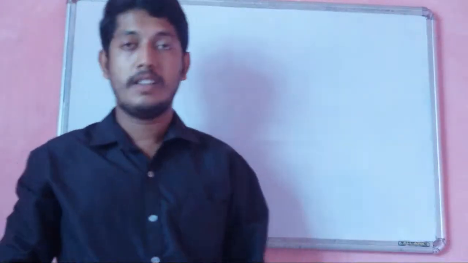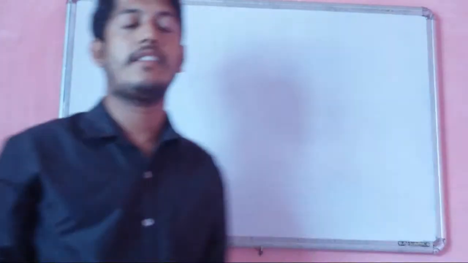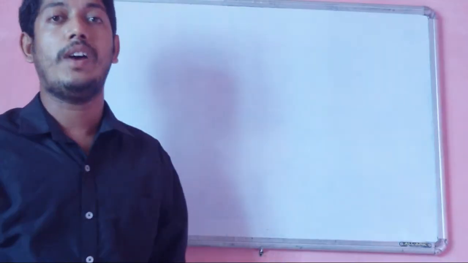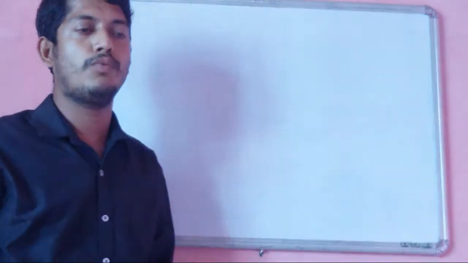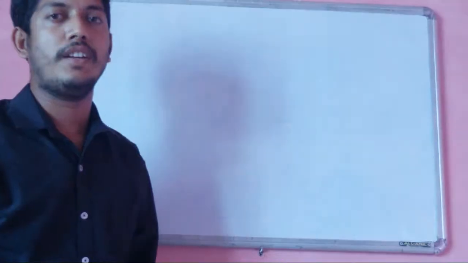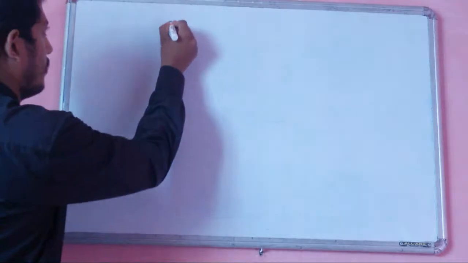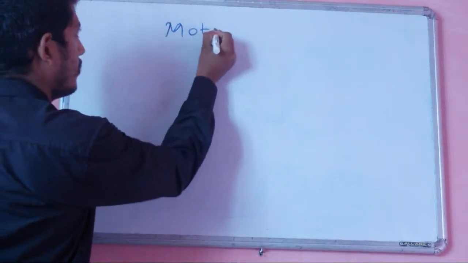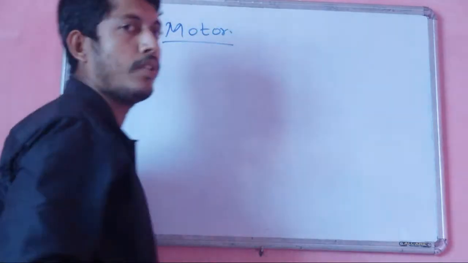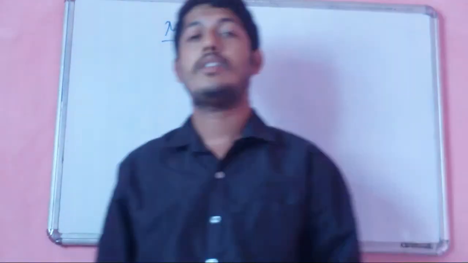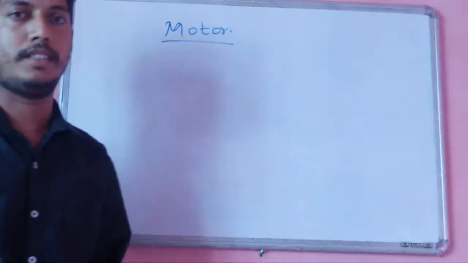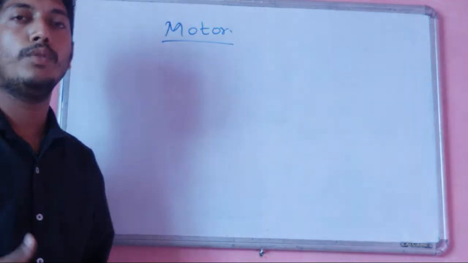In the previous class, we learned how a magnetic field is produced in the presence of an electric field, and how an electric field is produced in the presence of a magnetic field. Now, in this class, we are going to learn about the electric motor and electric generator. First one, motor. How does it work and what is the principle involved? We are going to learn in this class.